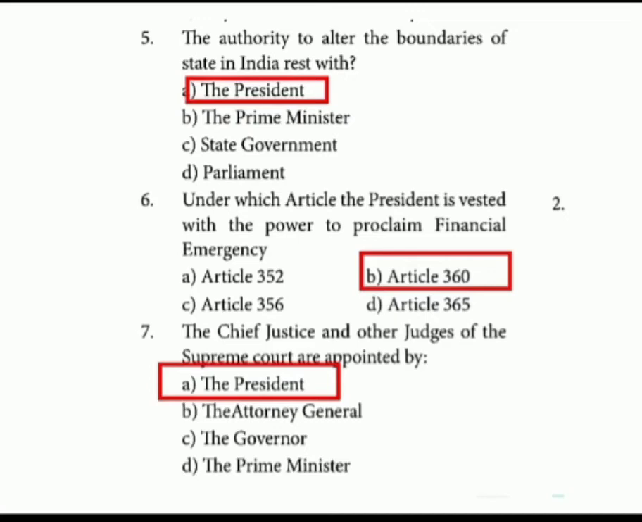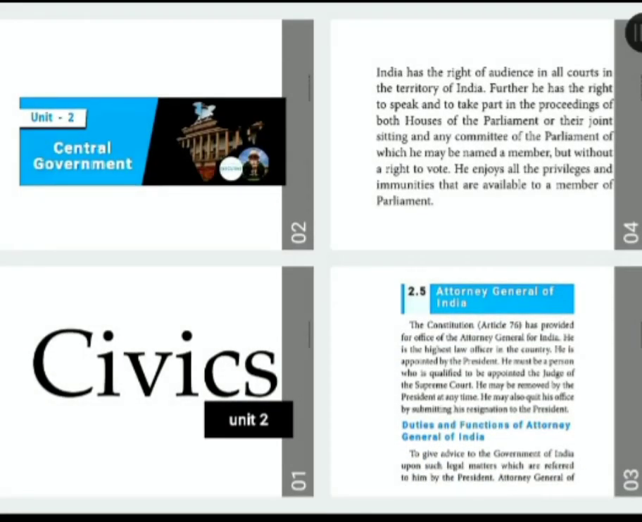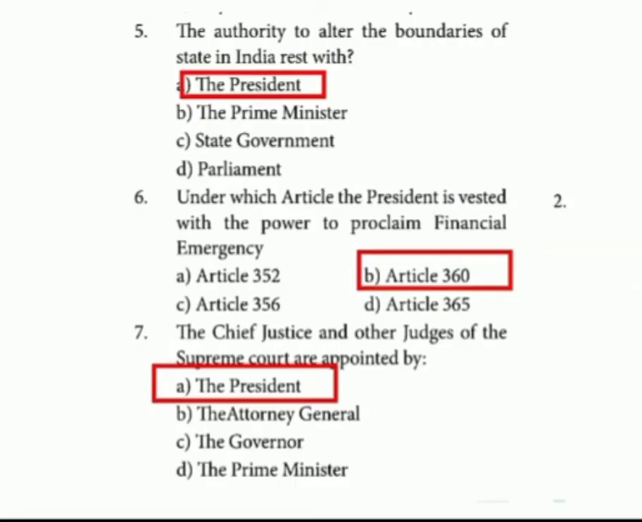Fifth one, Parliament, not president, children. Parliament is the answer. Sixth one, Article 360, B is the answer. Seventh one, president is the answer.